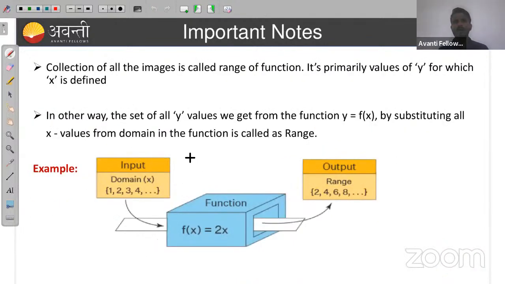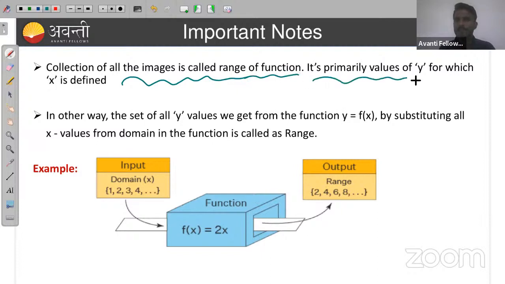And now it comes to the image wala part. Sorry, range wala part. The collection of all the images is called the range of the function. It's primarily all the values of y for which x is defined. आपने क्या किया previously? What you did is you put some x as input in the function, and according to that you will get some y's. So the collection of all the possible values of y will give you the range.